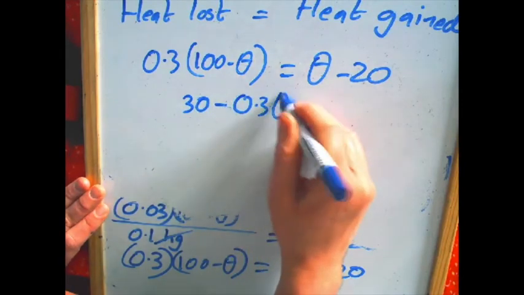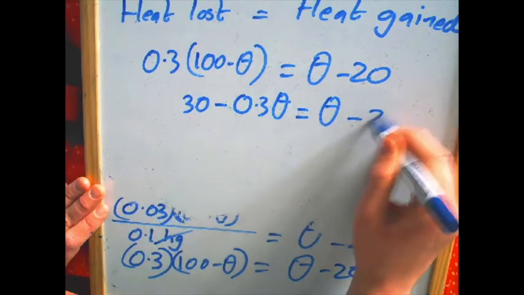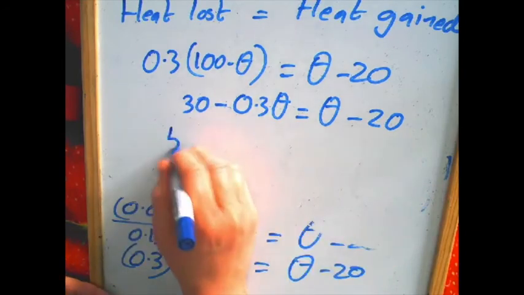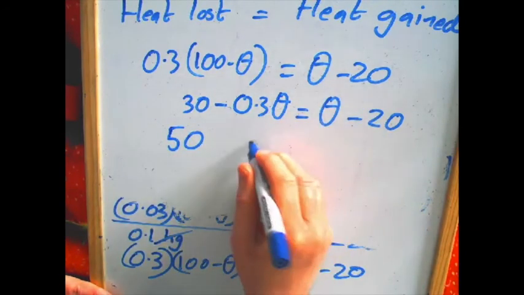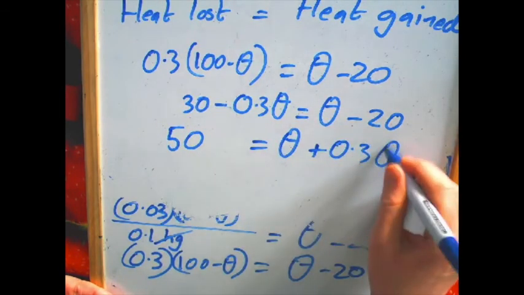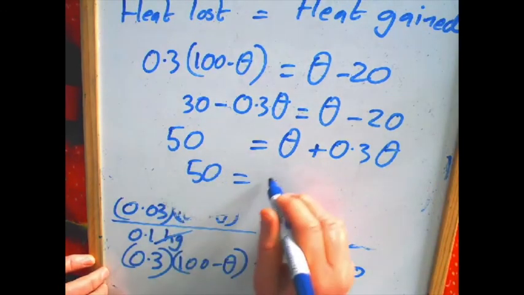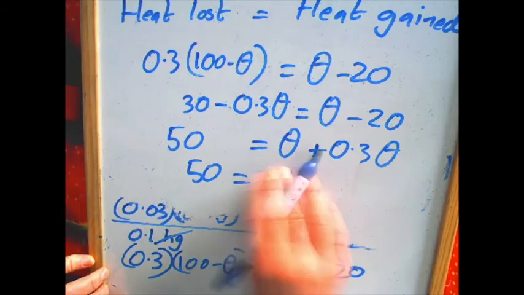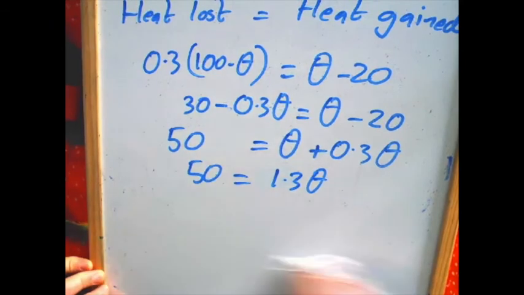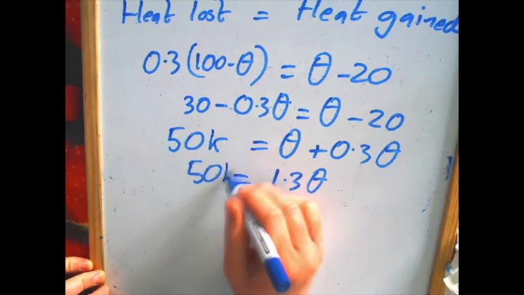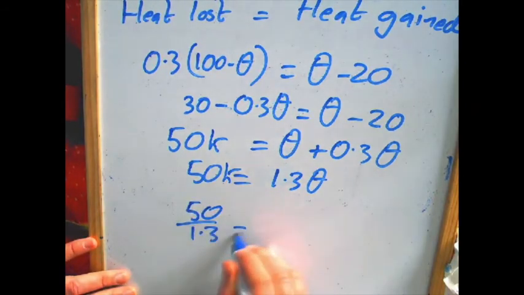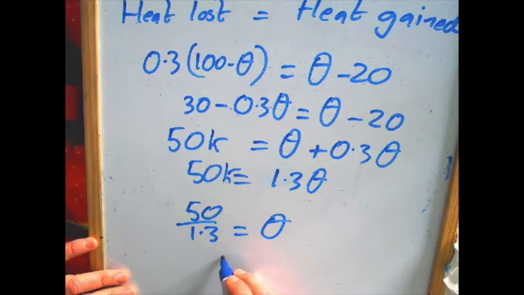But let's go back up here. We have 0.3 times (100 minus theta) is equal to theta minus 20. Just multiply it out. 0.3 by 100 is 30, minus 0.3 theta, is equal to theta minus 20. All right, let's bring the numbers to one side. Minus 20, bring it across, so add 20 to both sides. That gives me 50. Bring this across, is equal to our original theta that was already this side, plus, because this was a minus, 0.3 theta. So what we have now is 50 is equal to 1.3 theta.